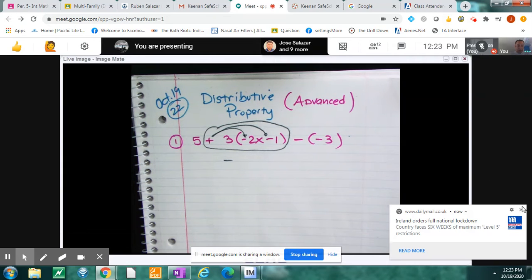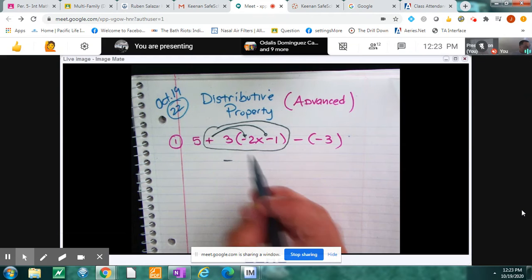And then, ooh, there's a national lockdown. Oh. And then in Ireland.